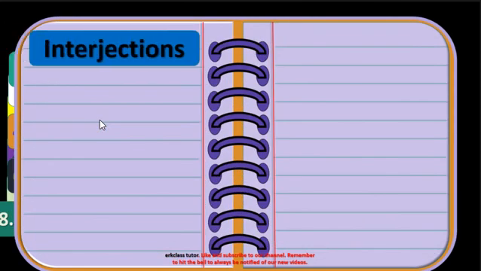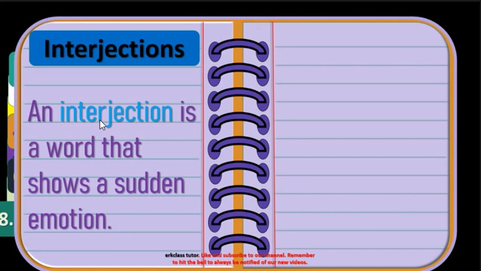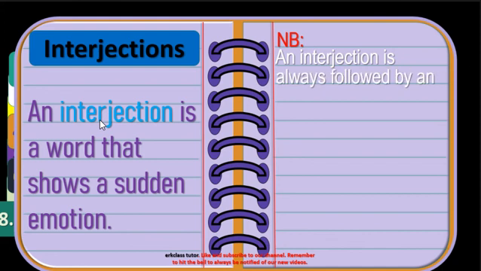And lastly, we now look at the interjections. An interjection is a word that shows a sudden emotion. It is good you note that an interjection is always followed by an exclamation mark because it is showing an emotion that has taken place without having been anticipated.